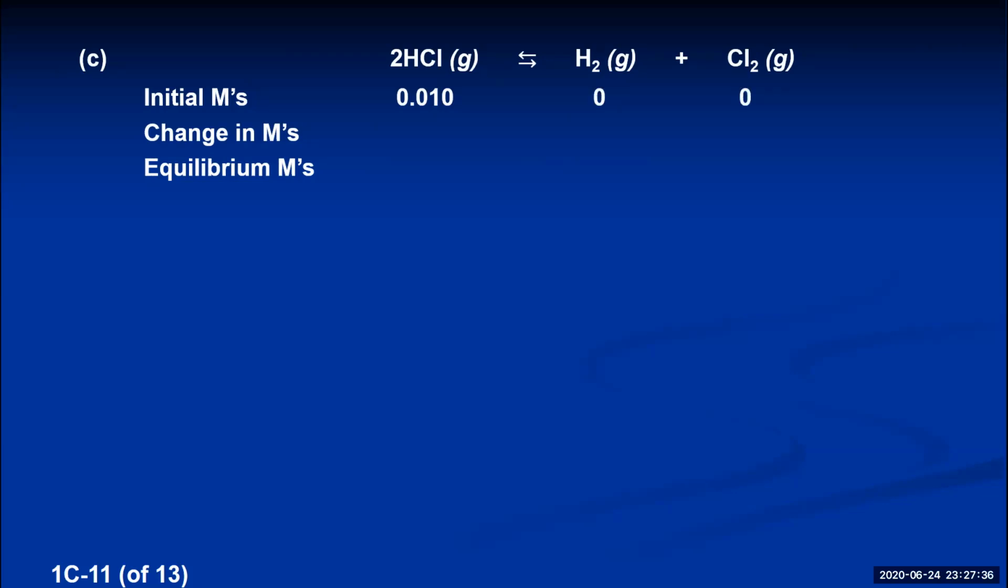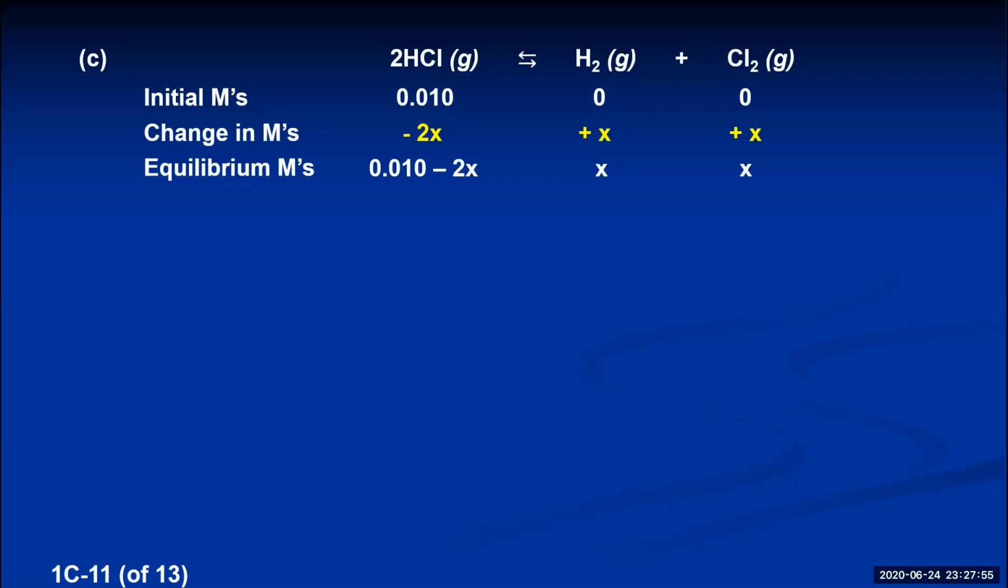Forward reaction has to be spontaneous. So we're going to lose 2x molar of HCl. We're going to produce x molar of hydrogen, x molar of chlorine. Adding up the columns, the equilibrium amount of HCl will be 0.010 minus 2x. And the amounts of hydrogen and chlorine will both be x.